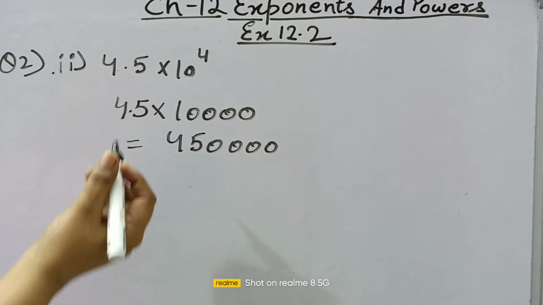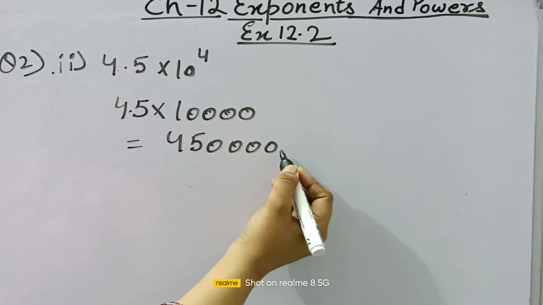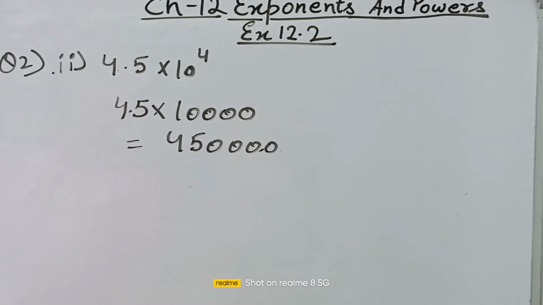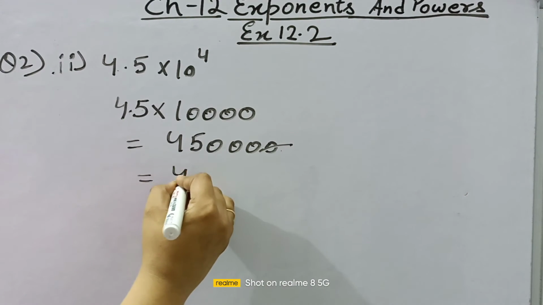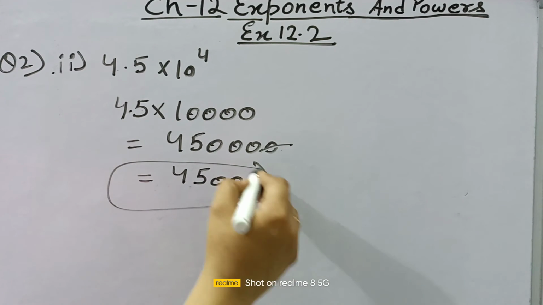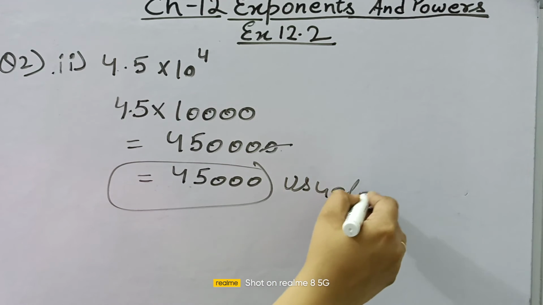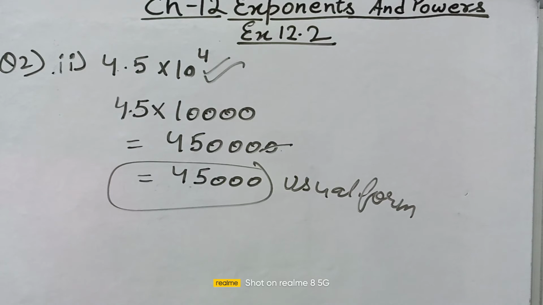4,50,000. Now we have one decimal after one digit, so we will write this decimal after one digit from the right here. It will vanish this 0 and we are left with 45,000. This is the usual form of this given standard form. Correct? In the same way you can do other parts, so try them yourself.